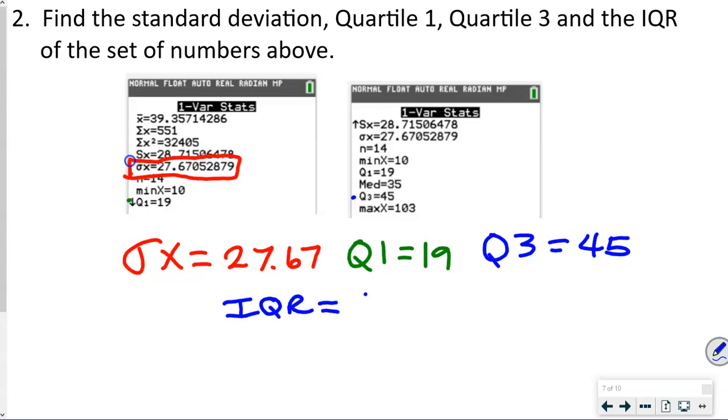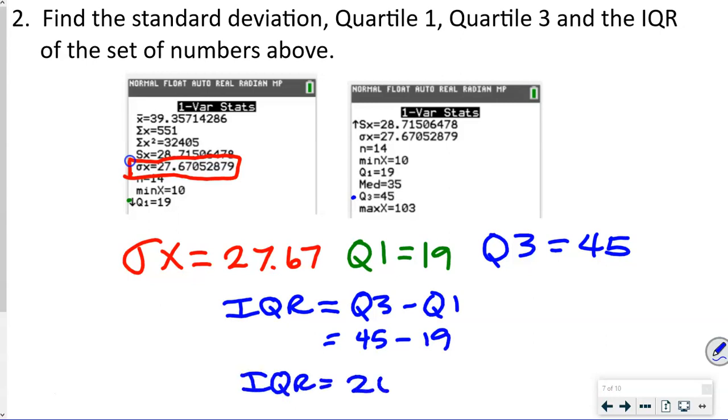Now the way we find the IQR is to take quartile 3 and subtract from it quartile 1. So to get that, we're going to do 45 minus 19. And so our IQR is going to be 26.